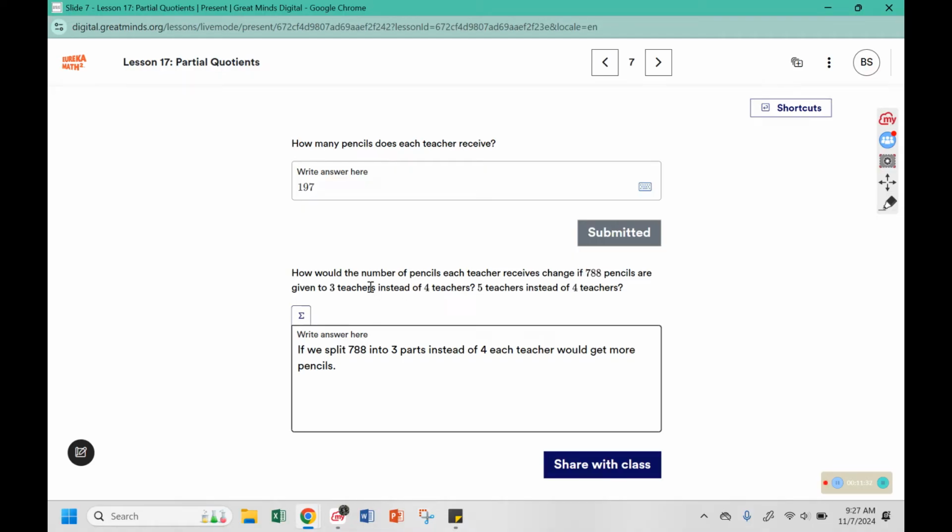75 is divisible by 3. 75 split into 3 would be 25, so they would get over 250 pencils. If we split 788 into 5 parts instead of 4 parts, each teacher would get less than 197 pencils.